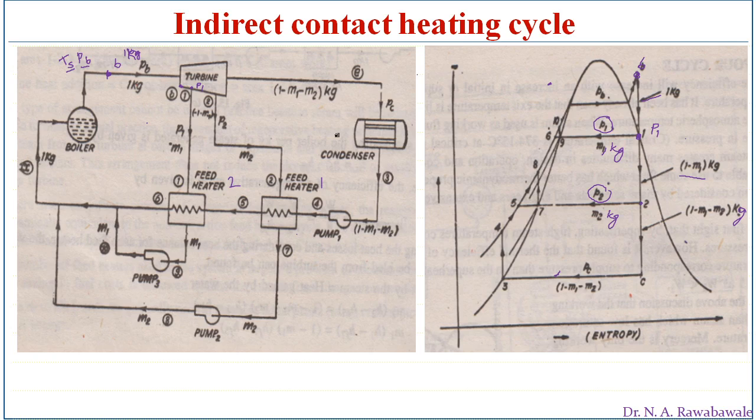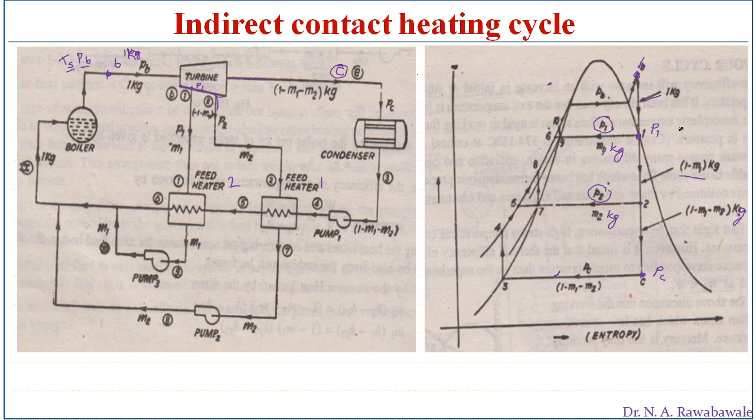So here we can see at point B it enters, 1 kg is expanded from B to 1, and at point 1 the m1 kg is taken out and 1 minus m1 kg is further expanded, then m2 kg is taken out, again 1 minus m1 minus m2 kg is expanded, and this steam comes out and is supplied to the condenser at point C. We can see the steam coming out of the turbine at point C, at condenser pressure PC, is entering into the condenser.